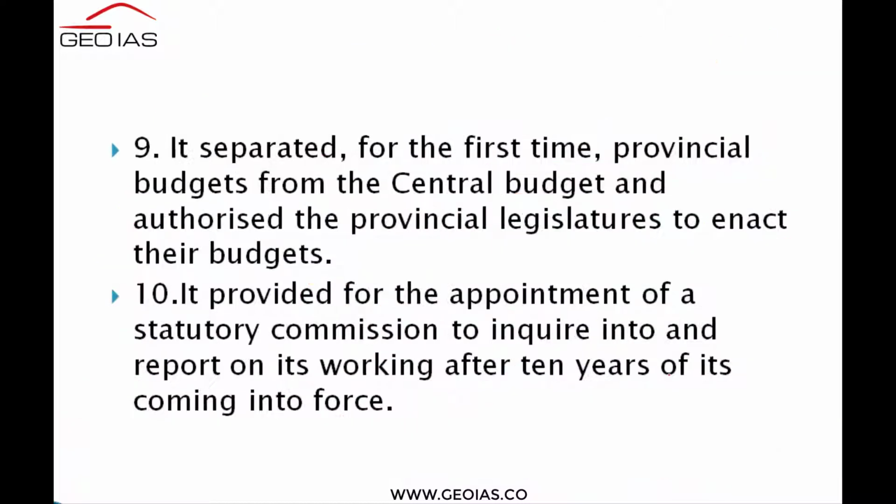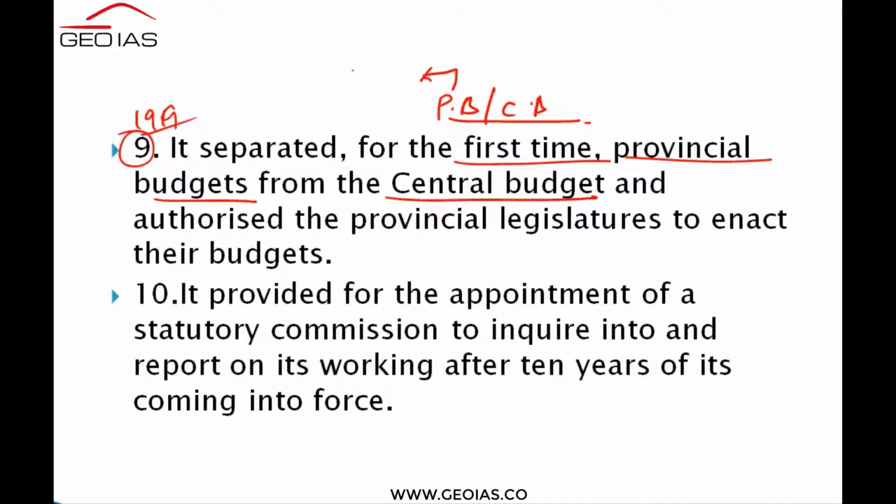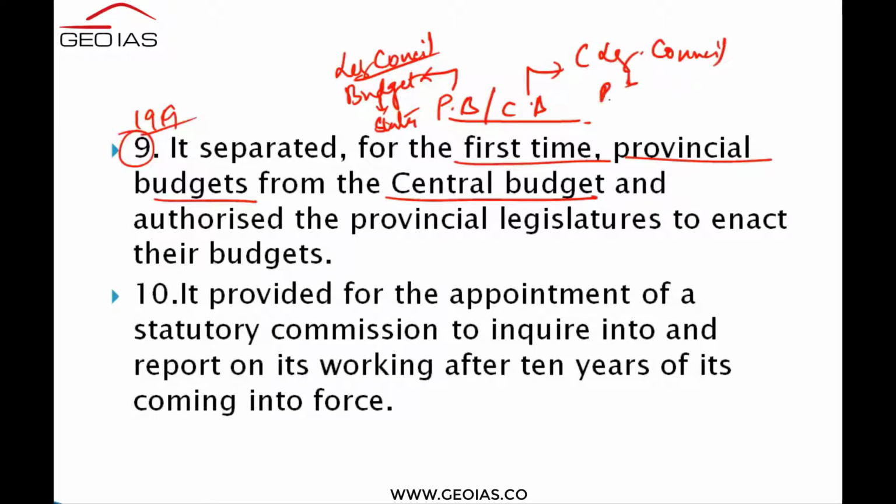The 9th provision of this Act of 1919 is that it separated for the first time provincial budgets from the central budget. So provincial budgets were differentiated from the central budget. All the provincial legislative councils can pass their own budgets with respect to their own provinces, and the Central Legislative Council will make its own budget.